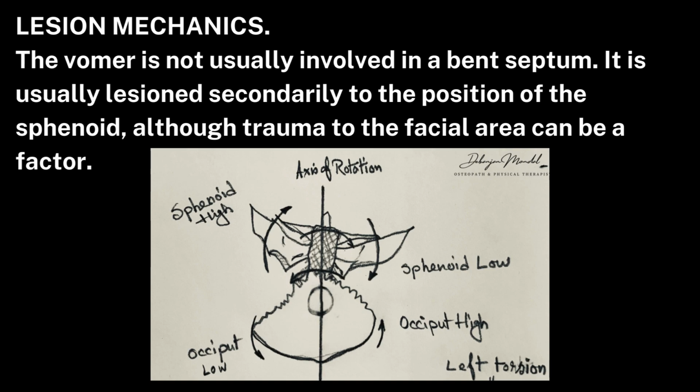Lesion mechanics. The vomer is not usually involved in a bent septum. It is usually lesioned secondarily to the position of the sphenoid, although trauma to the facial area can be a factor.